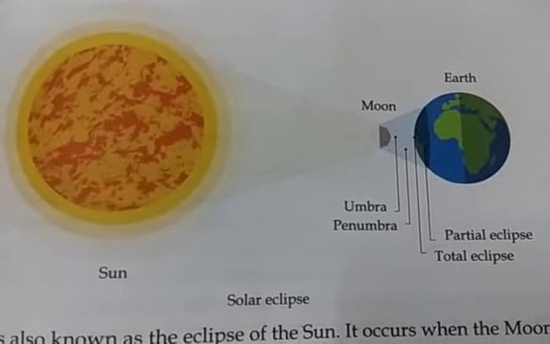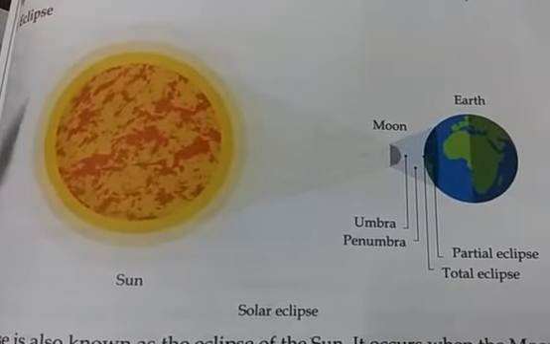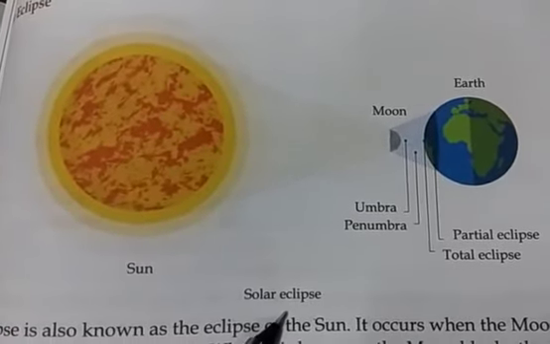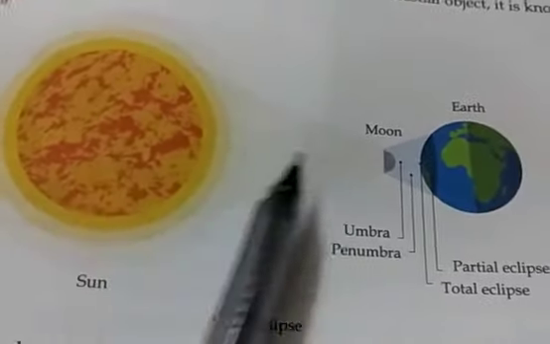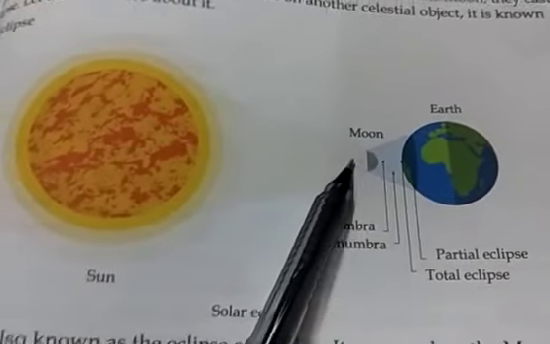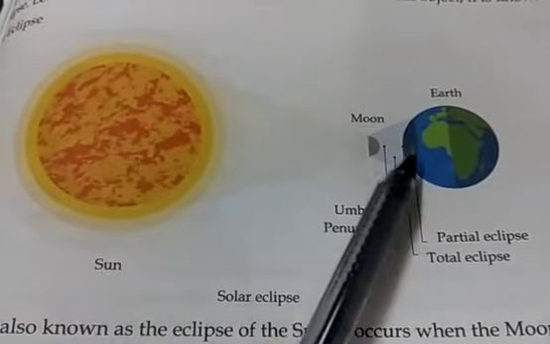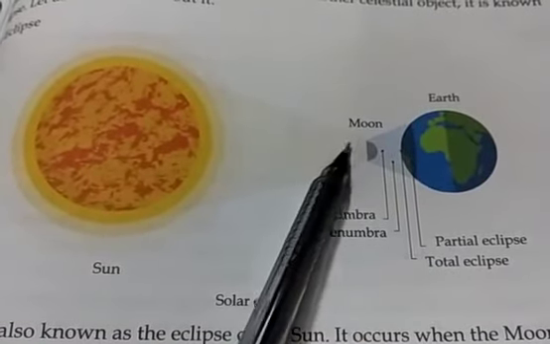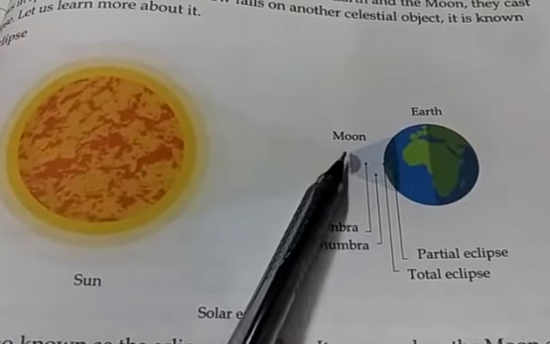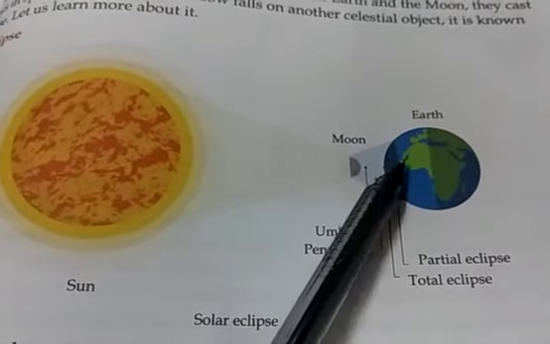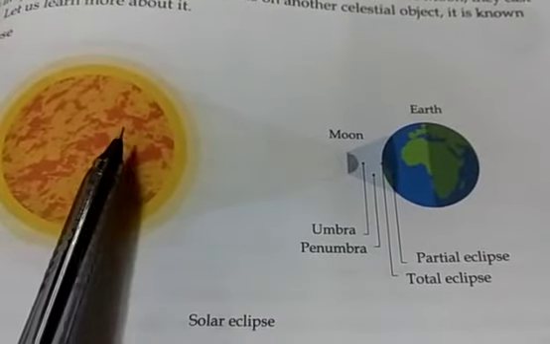Now first thing we will talk about is the solar eclipse. Now here you can see there is sun, and here we have earth, and in the middle we have the moon. Now why has the moon come in between the earth and the sun? Because the moon keeps revolving around the earth. So what happens when moon comes between the sun and the earth? Moon is an opaque object, so it is blocking the light of the sun.